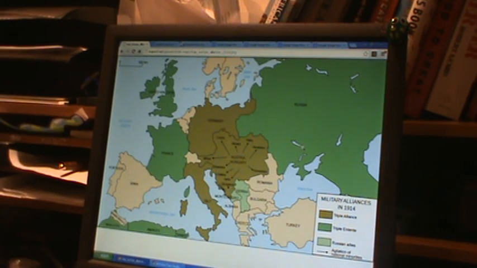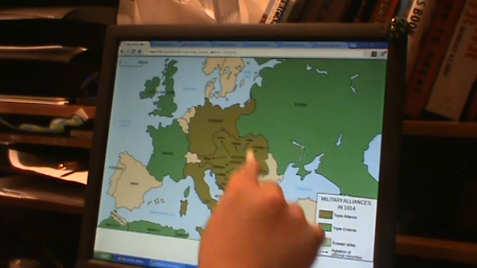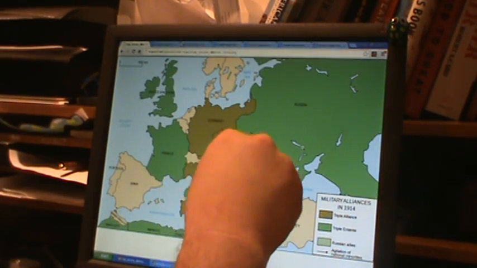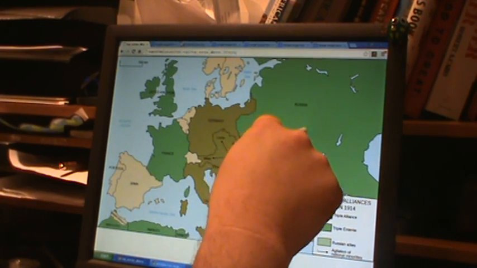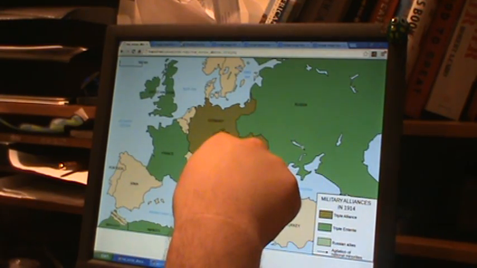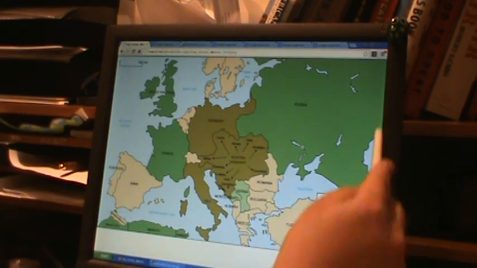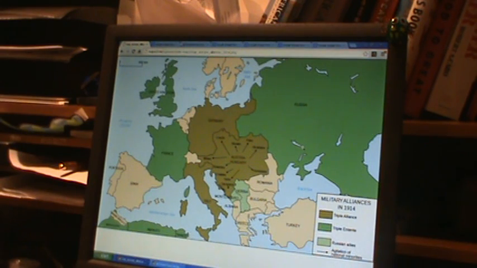Serbia, being much smaller than Austria-Hungary, has a problem. But Serbia has kind of an ace up its sleeve. Serbia is allied with Russia. Russia, kind of giant Russia over here. Russia looks at Serbia as kind of like a little brother because the Russians are Slavic and the Serbs are Slavic. And there's a lot of pan-nationalism. There's this feeling that the Slavic nations need to stick together.